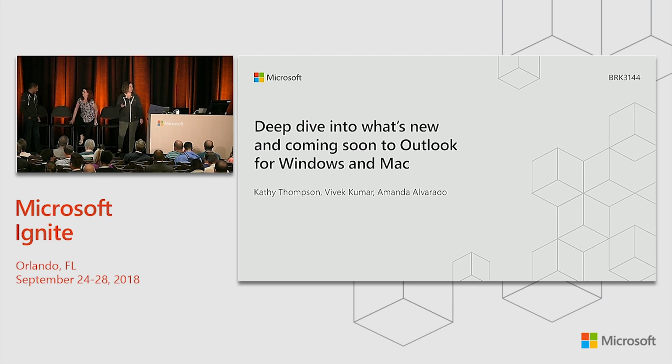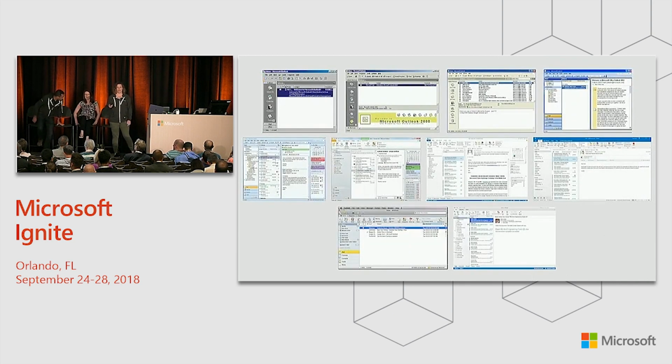So first I want to take a little trip back and show you all the history of Outlook for Windows and Mac. The top two rows are Windows and the bottom row is Mac. And I love this slide because it kind of shows where we've been and where we are right now, and sort of encourages us to move to the future and evolve the application.